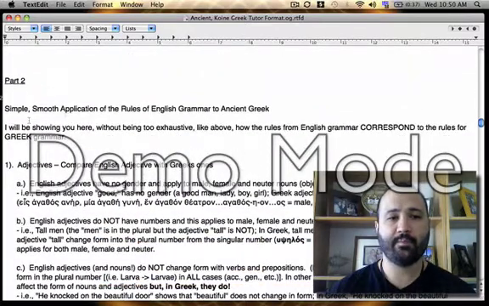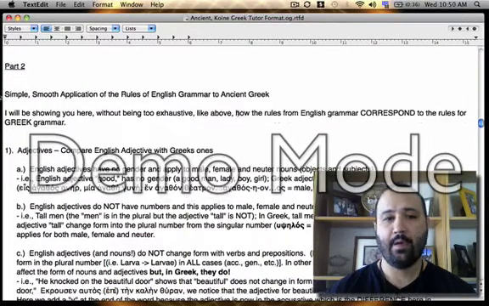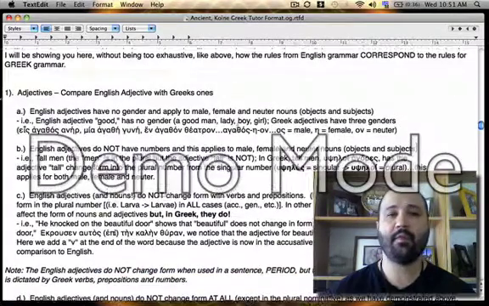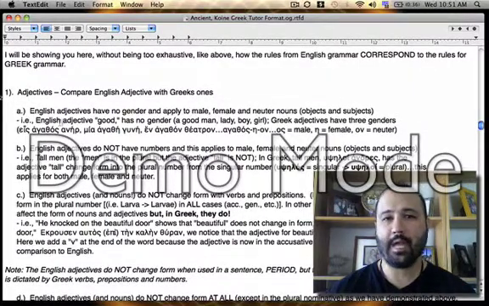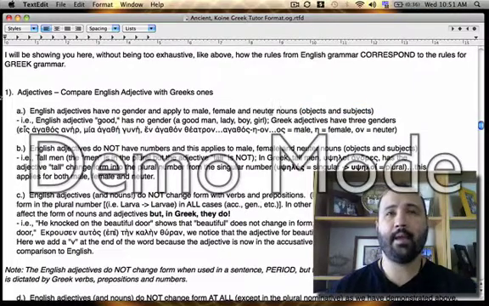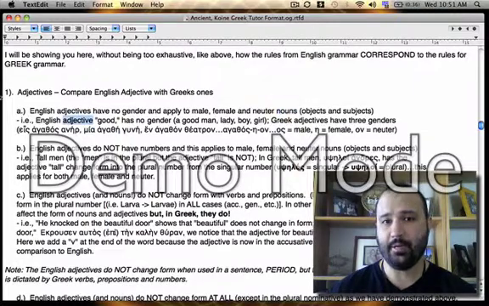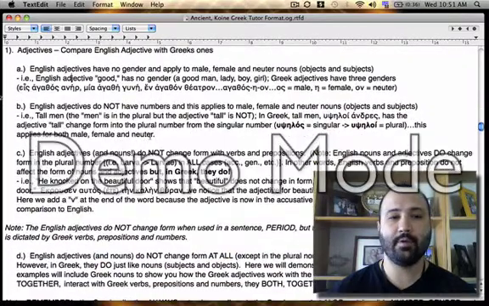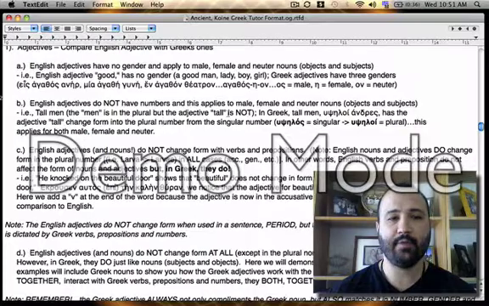So, in part 2, we went over a simple, smooth application of the rules of English grammar to ancient Greek. And we showed you how there are differences between English adjectives and Greek adjectives. One of the things I pointed out is that English adjectives do not have a gender, whereas Greek adjectives do. They have masculine, feminine, and neuter. That goes for objects and subjects, and I might point out that it goes for both nouns and adjectives. English adjectives don't. A lot of Greek students stumble over that in the beginning. These are just basic things you have to know and go over.